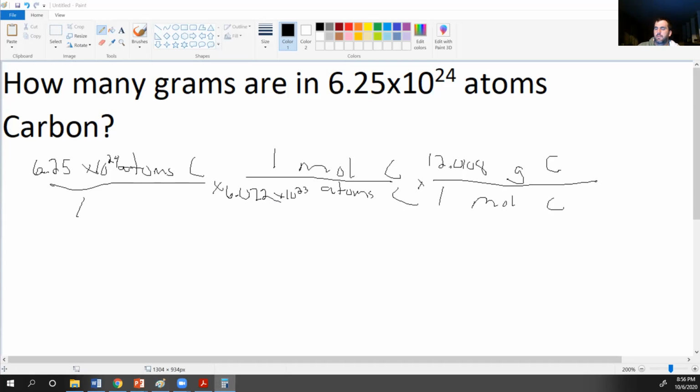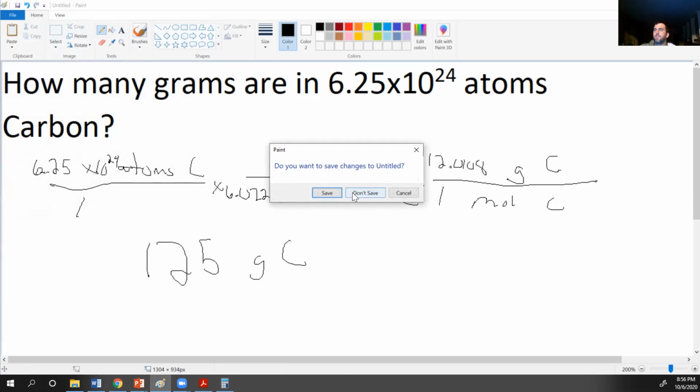So when I do this, I get 124.655. I need 3 significant figures. 6.25 has 3, 6.022 has 4, 12.0108 has 6. So my fewest number there is 3. So my answer would be 125 grams C.